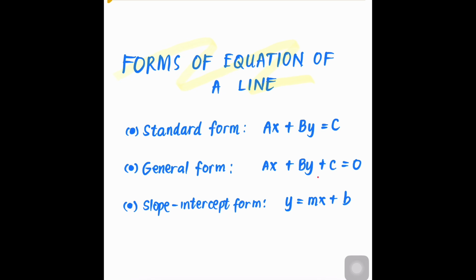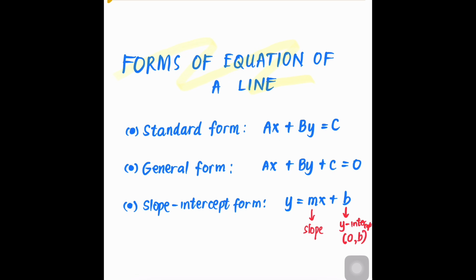As you notice, for general form, the x term, the y term, and the constant term are all equated to 0. And the third form of equation is what we call the slope-intercept form, which is written as y equals mx plus b. So as we learned from the previous discussions, m represents the slope and b actually comes from the y-intercept, which is in the form of (0, b).